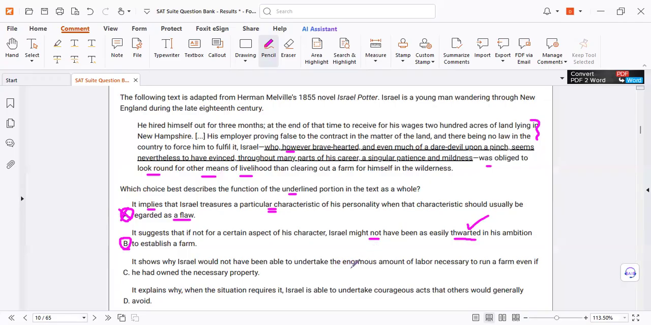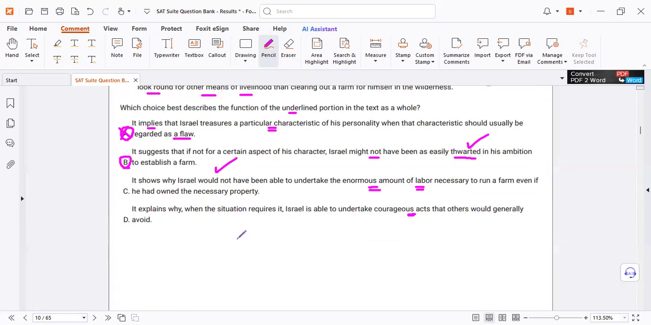Well, I'm not talking here about the enormous amount of labor in the old text. We didn't mention that to explain why Israel is able to undertake courageous acts. It does not tell us why. So letter B is correct. Right, next.